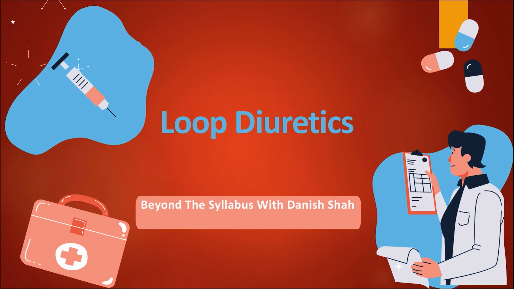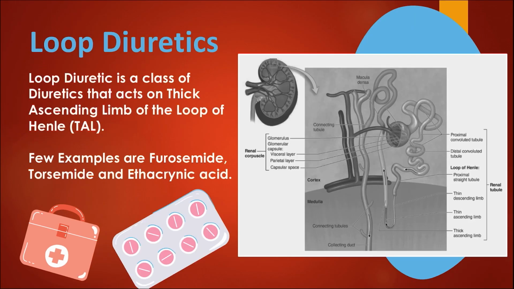Today, as we continue this diuretic series, we will discuss the loop diuretics. So let's get started. Loop diuretics, as the name suggests, loop. So they must be acting on the loop of Henle. These loop diuretics, such as furosemide, torsemide, and ethacrynic acid, act on the thick ascending limb of the loop of Henle.